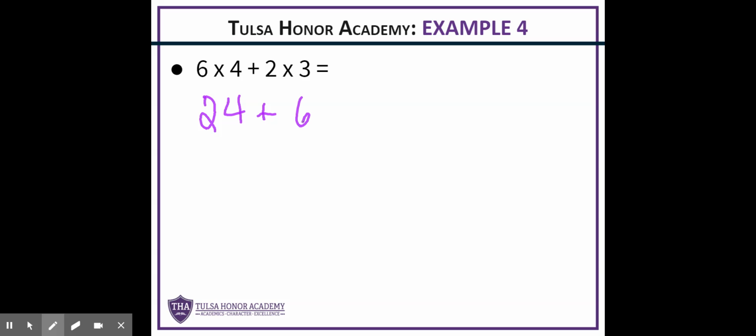So then our next step, after we've multiplied, divided, we didn't have any division, we do have addition. So our next step is addition. And I'm going to write that over here, PEMDAS, just for next time, so we don't forget. And then 24 plus 6 is just 30.